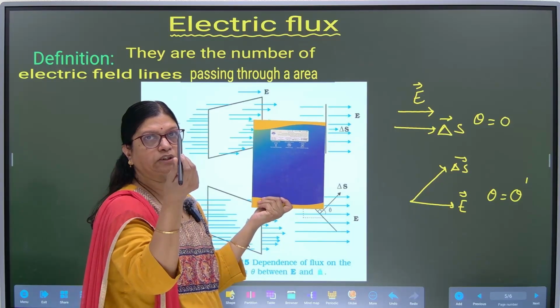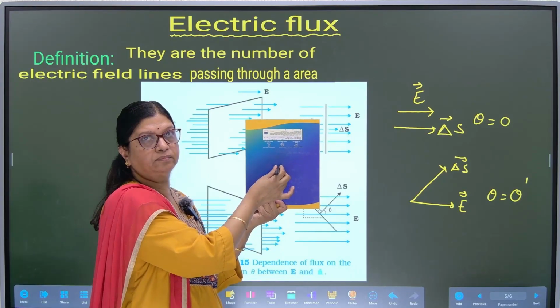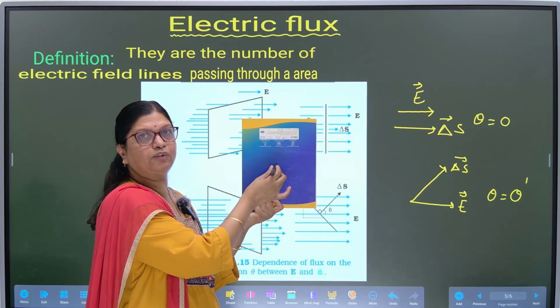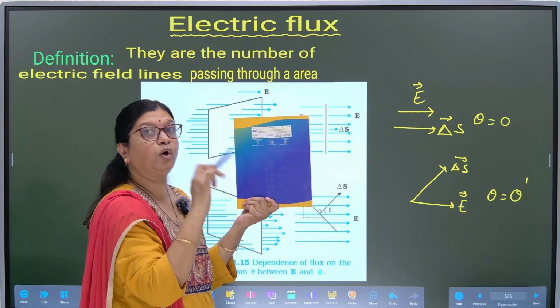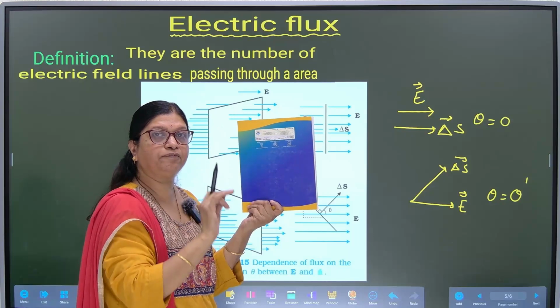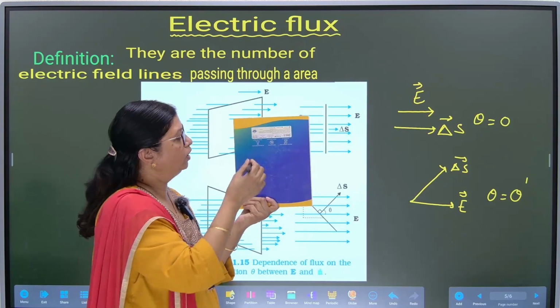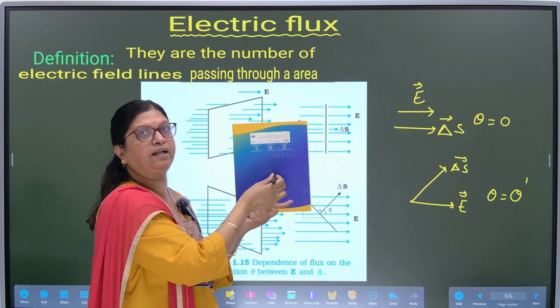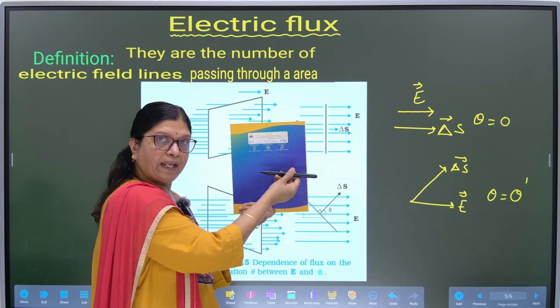Then what is the direction of the area element? Perpendicular to the board. And what is the direction of the electric field? Along the board. So what is the angle between the electric field and the area element? 90 degrees. How? This is the direction of delta S. This is the direction of the electric field.